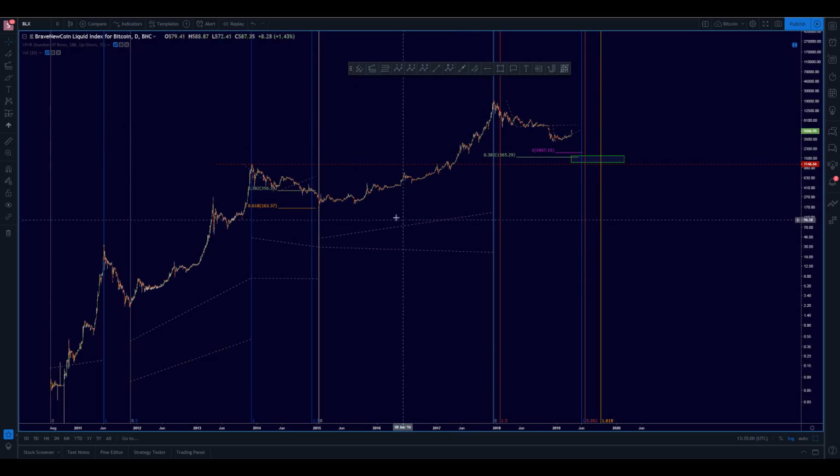Some might consider that the wave 4 of 1 lesser degree. Not going there right now. Anyway, still short, no matter what you're saying. We're short here. Now, what else do we use?